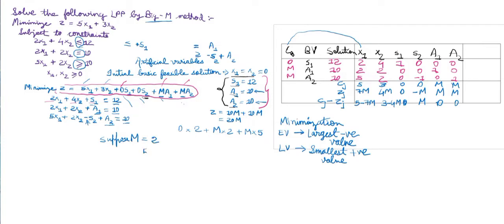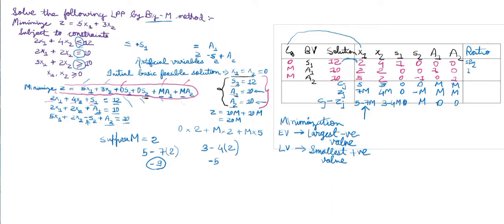Like suppose I am taking m as 2. Then 5 minus 7 into 2 and 3 minus 4 into 2. So obviously we'll get the most negative value for 5 minus 7m. So that will be our entering variable. Now we'll find the ratio, which is the solution divided by the values of the first column. That is 12 by 2, then 10 by 2, then 10 by 5.